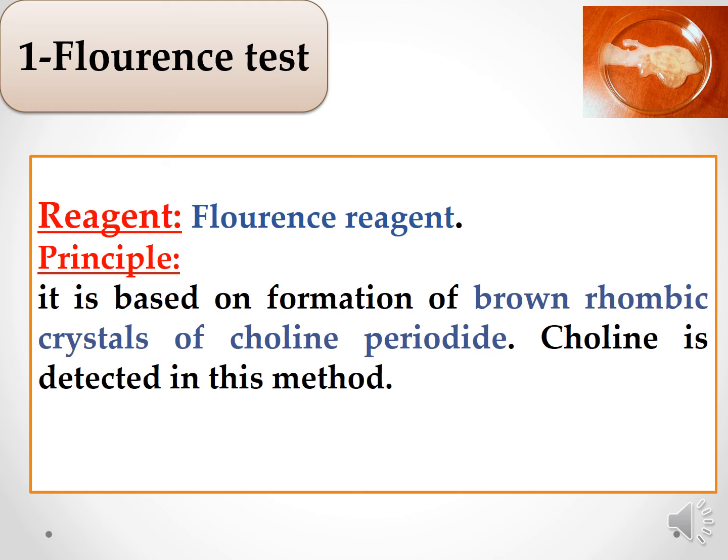Number 1, Florence test. Reagent: Florence reagent. The principle is based on formation of brown rhombic crystals of what? Of choline periodide. So choline is detected in this method. Florence test depends on formation of brown rhombic crystals of choline periodide.